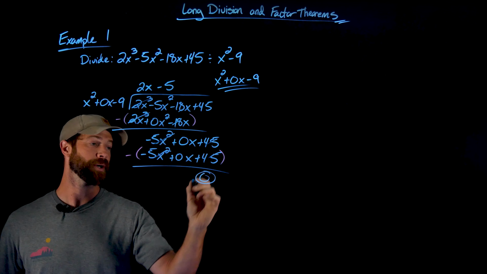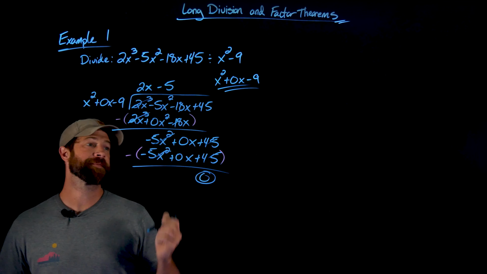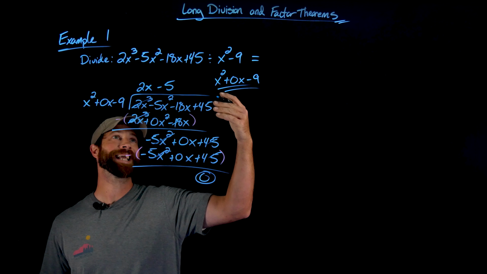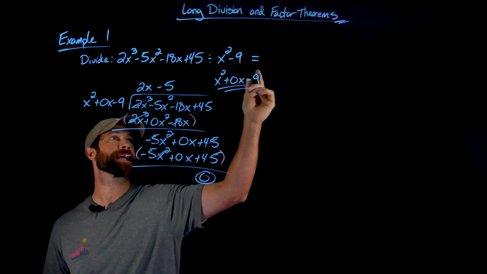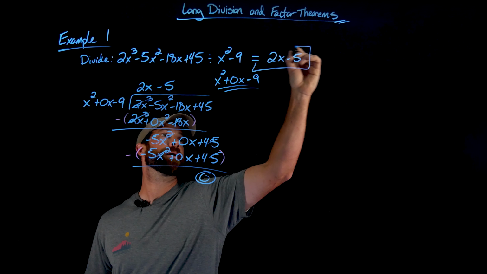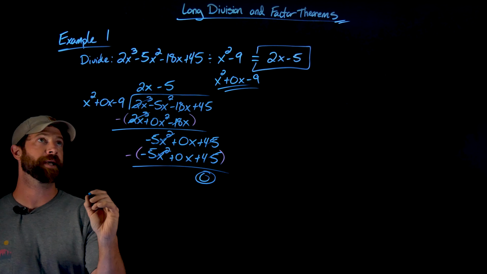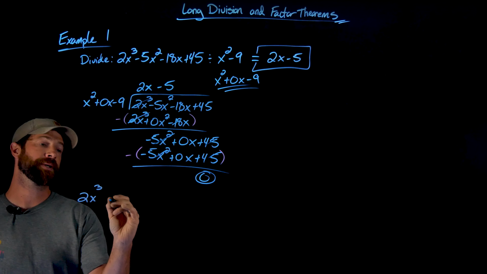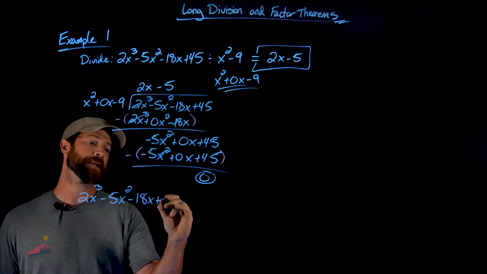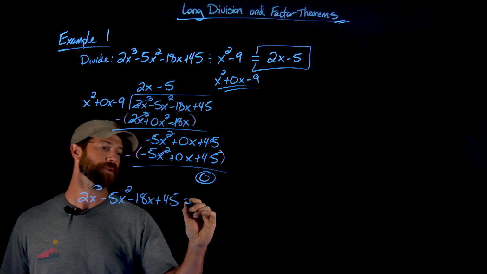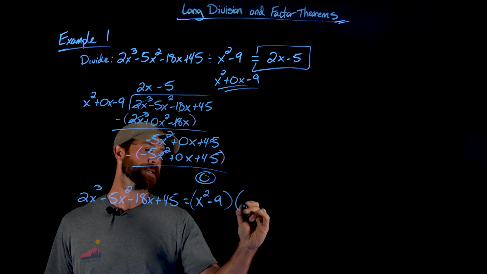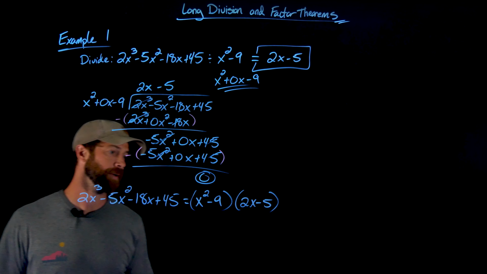I get a 0. So again, what I've found here is that when I take 2x cubed minus 5x squared minus 18x plus 45 and I divide it by x squared minus 9, the result is 2x minus 5. Though importantly, how I will always be playing with this is I take this 2x cubed minus 5x squared minus 18x plus 45, and that equals the x squared minus 9 times the result 2x minus 5 right there.